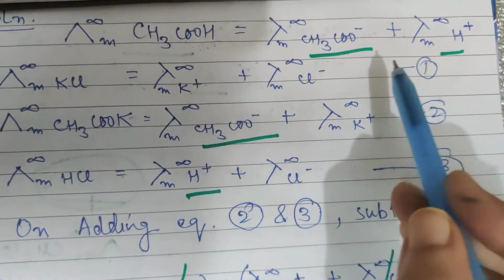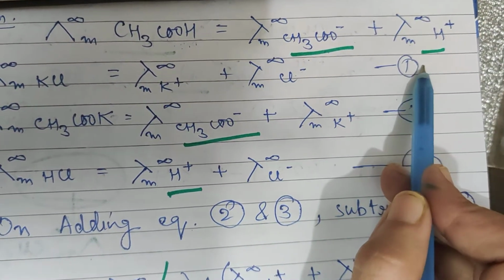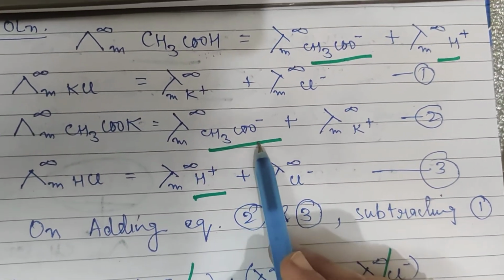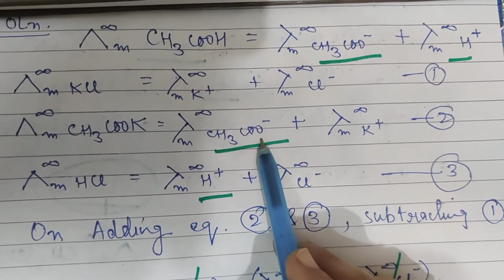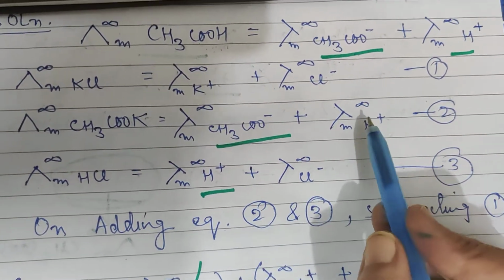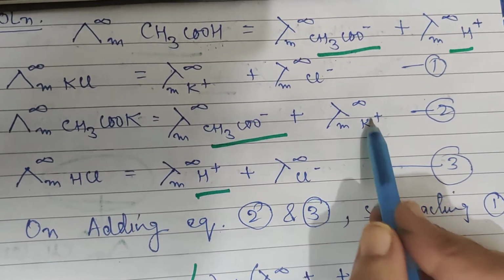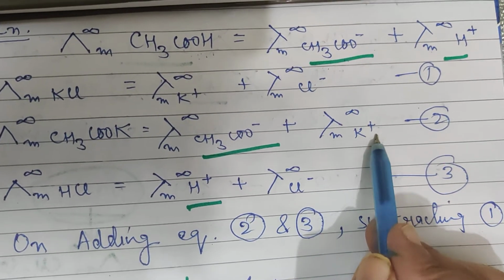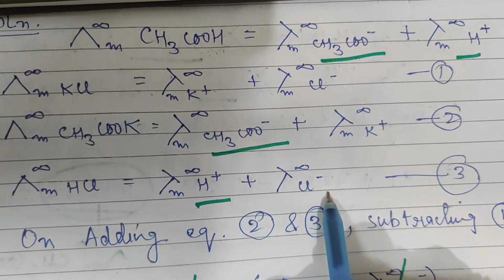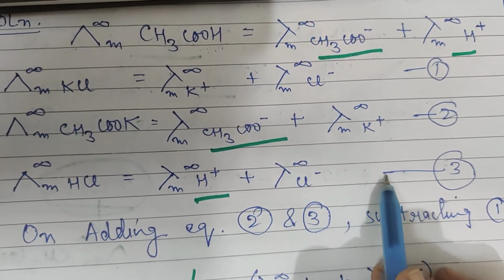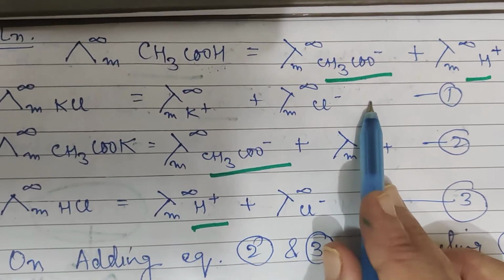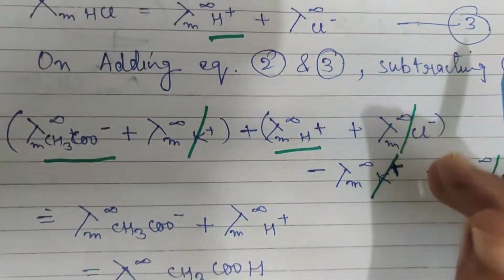Since in this question you want acetate ion and H plus ion, and those two ions are available in equation 2 and 3, what you will do, first of all, is add these two equations, that is equation 2 and equation 3. But what about these two extra ions? Well, you want to get rid of these two extra ions. So what will you do? You will be subtracting. From the sum of equation 2 and 3, you will subtract equation 1. So it will be done like this.